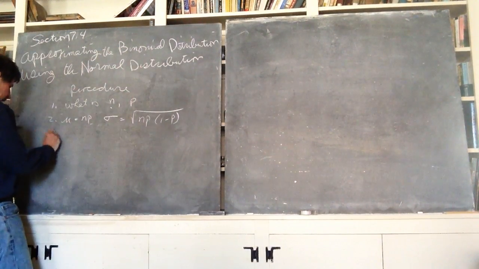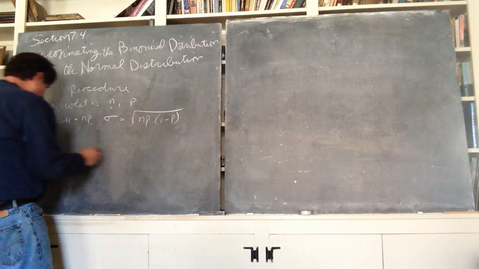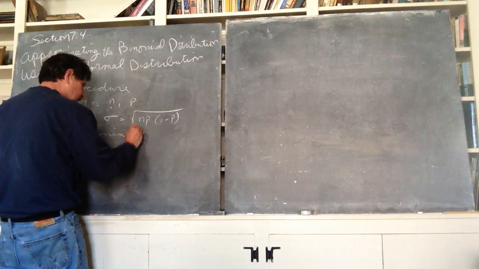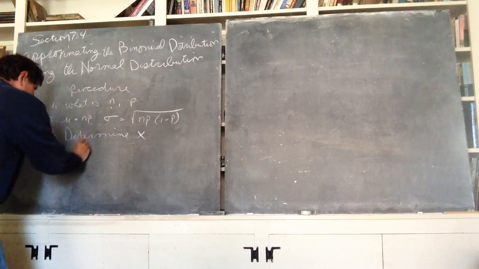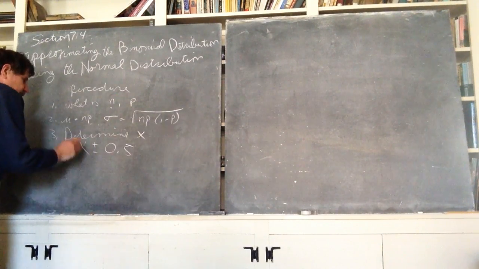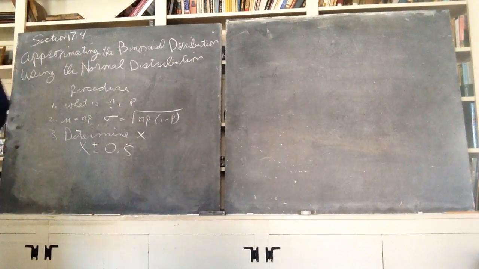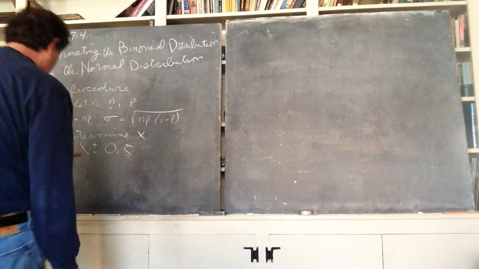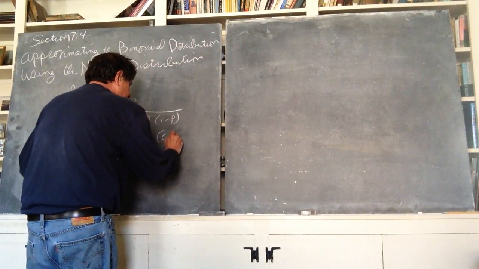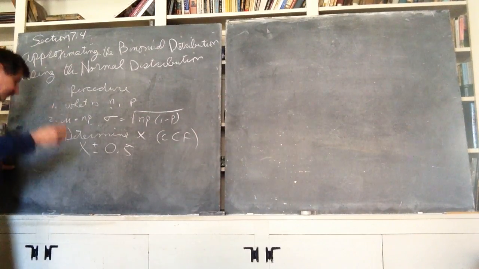The third thing we do is called the continuity correction factor. Here you're going to determine X, and we're either going to add or subtract 0.5 to the X value, depending on the words: at least, at most, greater than, less than. We're adding or subtracting 0.5. This is called the continuity correction factor. It's what we discussed in the last video.